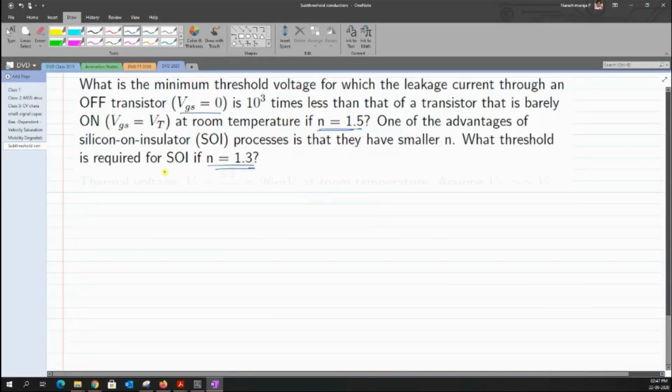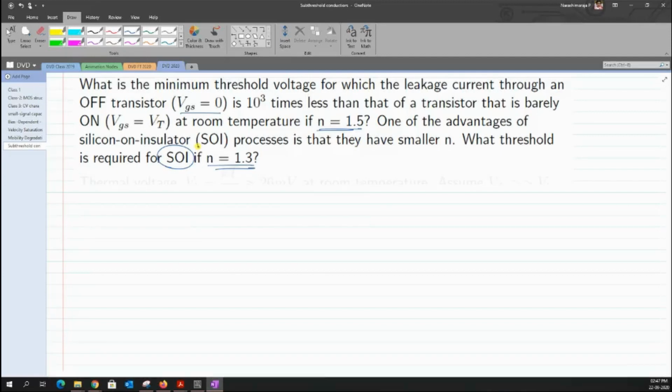SOI stands for silicon on insulator, which is again a kind of technology through which MOS transistors can be fabricated. We'll talk about these things later on when we discuss unit number 5.